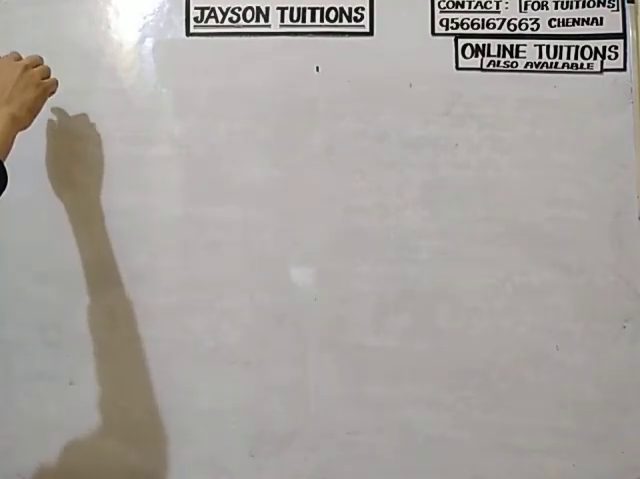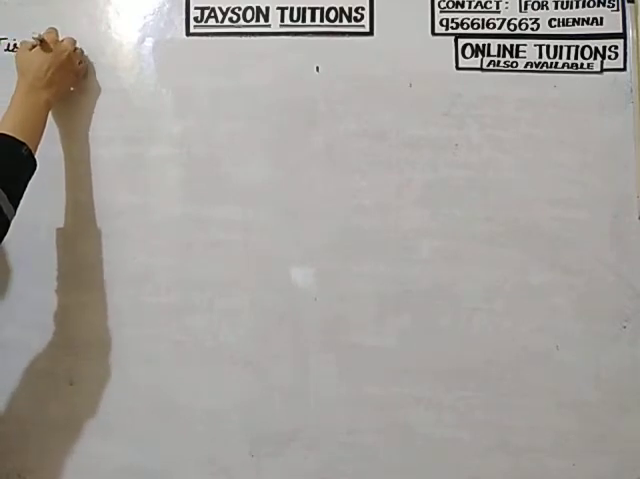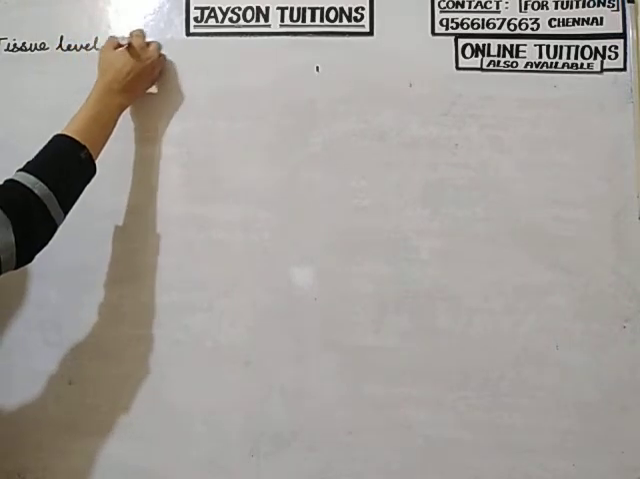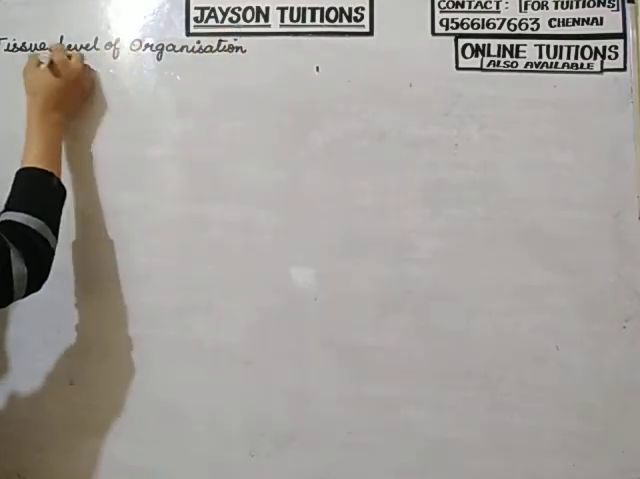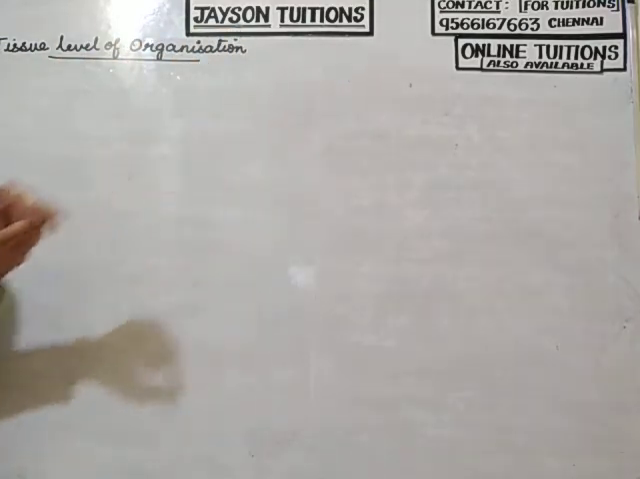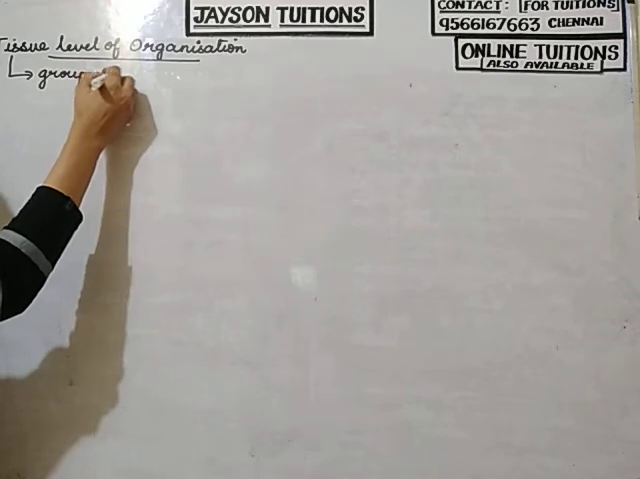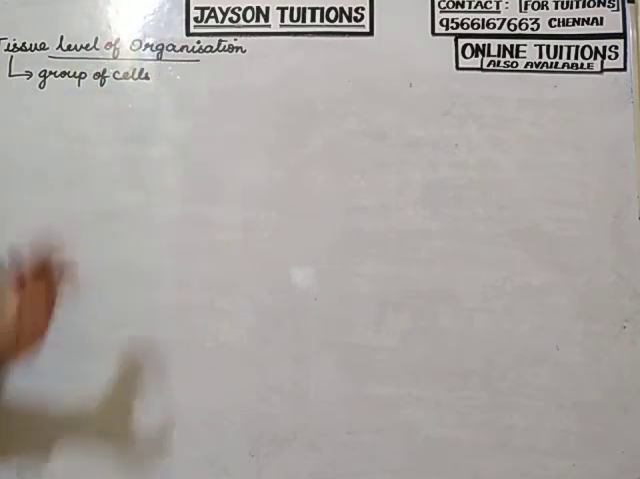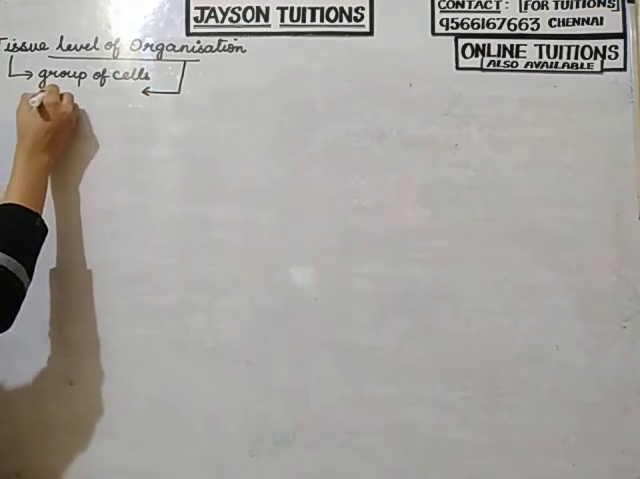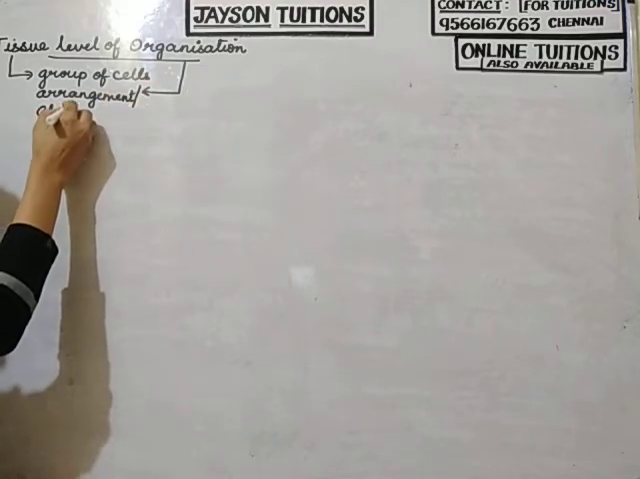So, biology, tissue level of organization. Tissue level of organization, that means what? Tissue means a group of cells. A group of cells is called a tissue. So how is that organization? Organization means arrangement, or classification.